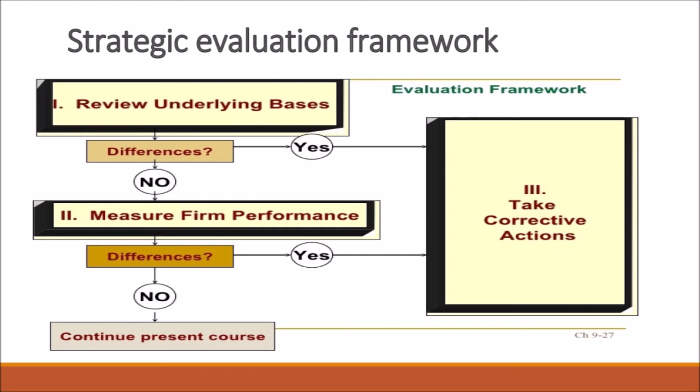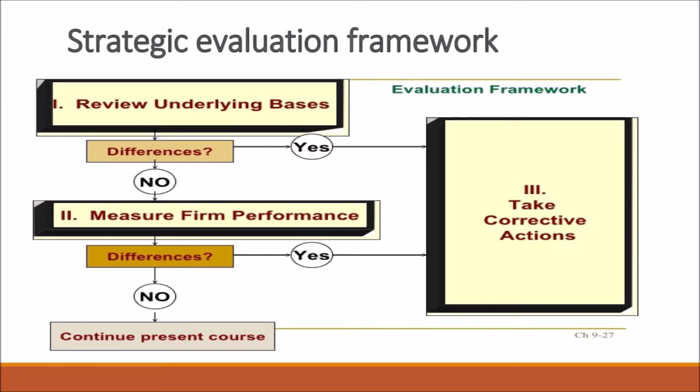Okay, so when you look at the underlying basis, what are the things that inform what you are doing, and there are differences, you have to change. If there are no differences, then you go and find out or measure what your performance is. If you measure it and also there are differences, you take corrective actions. If there are no differences, then it means what you are doing is good, so you go on doing what you are doing. So that is an example of a strategic evaluation framework.